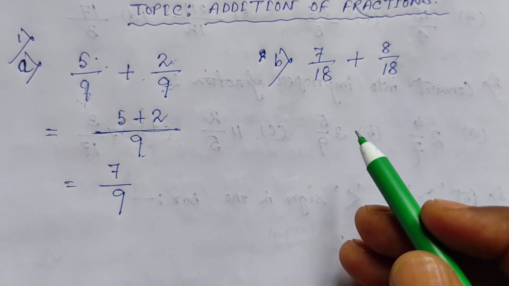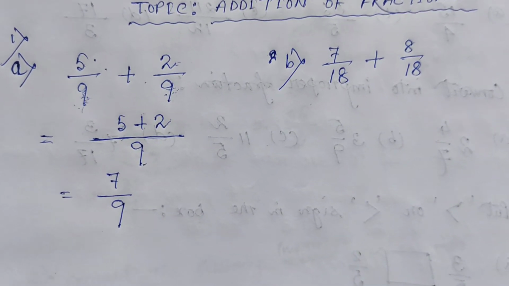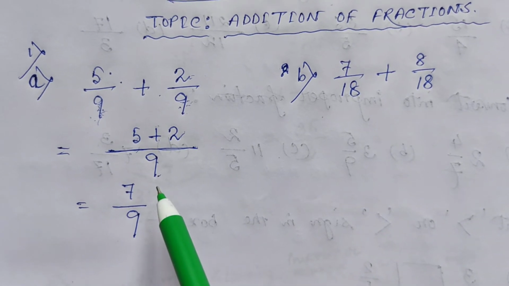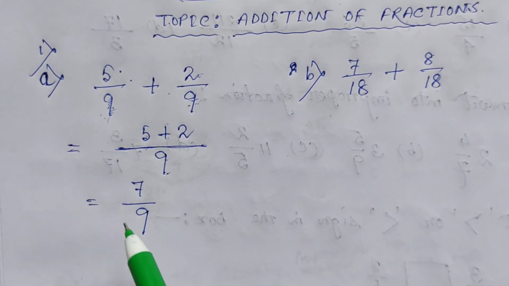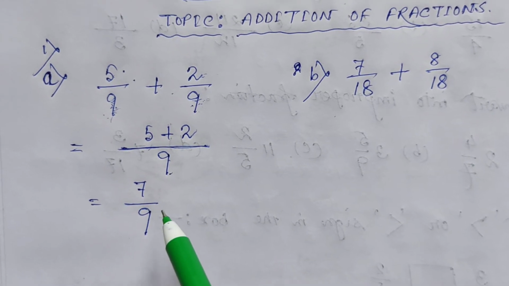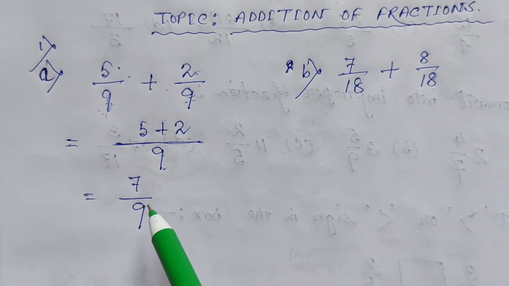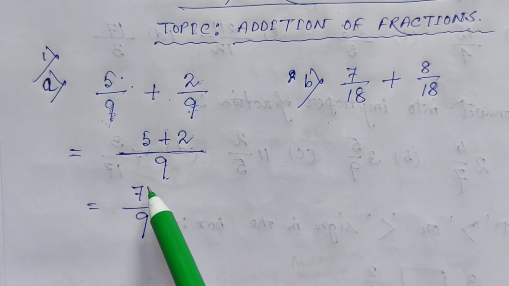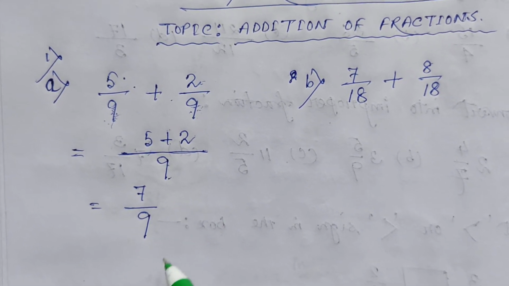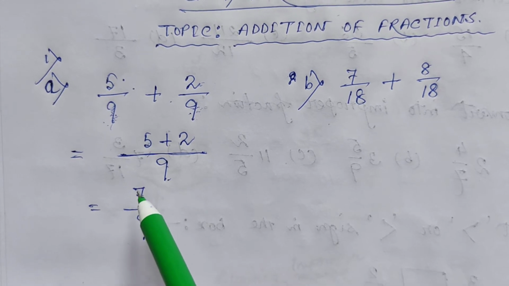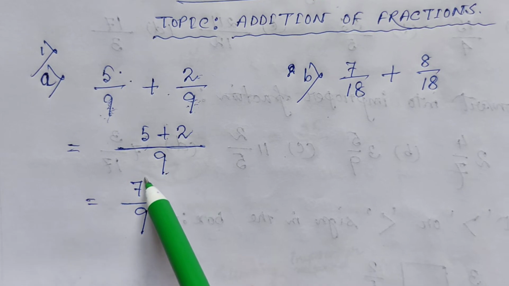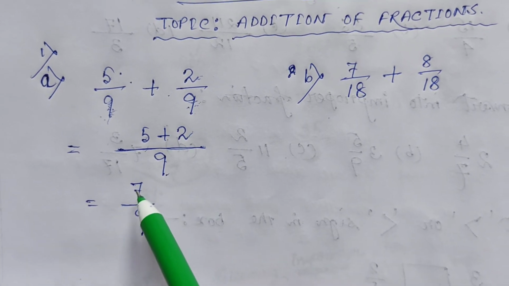Now come to the next, but do remember, just keep in your mind that we have to write the answer in simplest form. Now you can see here 7 by 9, there are no common factors by which we can divide both the numerator and denominator. So this is the simplest form.